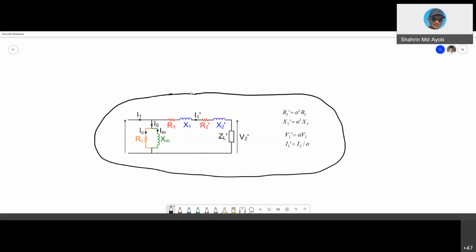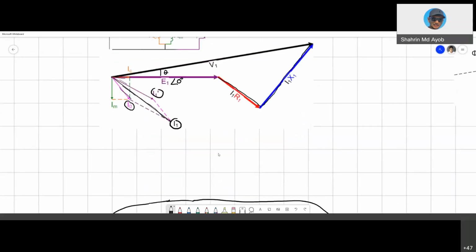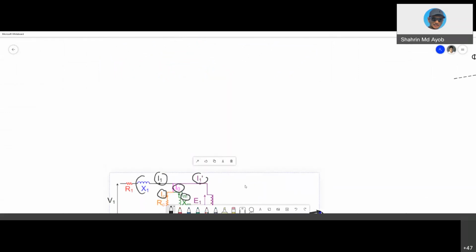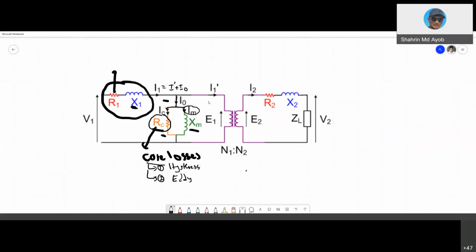That's why we allow R1 and X1 to be shifted after RC and XM, because it will simplify all the calculations. And as you can see, also R2 prime, X2 prime and ZL prime. Prime means that it has been referred to the primary side. As you can see here, we have two sides, the primary and the secondary part.